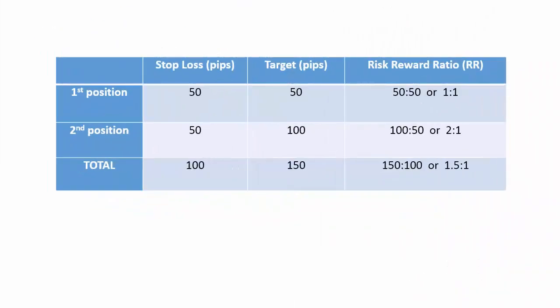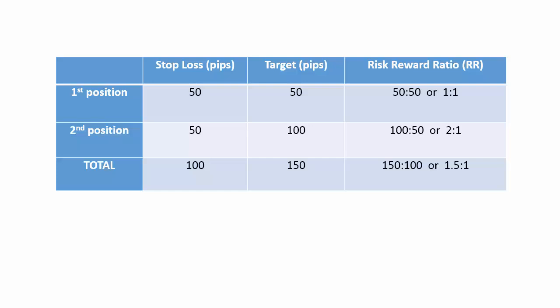Take a look at this table where I've laid out the workings for this problem. On your first position, you risked 50 pips and your target was 50. Therefore, the reward-risk ratio for that first position was only 1 to 1. On your second position, you made 100 pips, so the reward-risk ratio is 2 to 1. Now, this is where a lot of traders make the mistake.